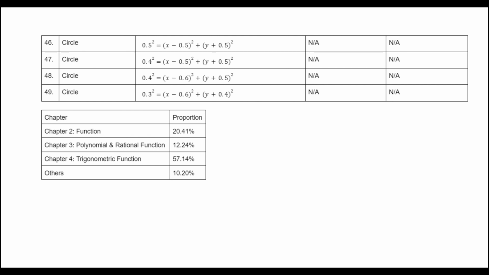And as you can see here, the proportions of the functions are 20.41% for chapter 2 functions, 12.24% for functions in chapter 3, polynomial and rational functions, 57.14% for chapter 4, trigonometric functions, and 10.2% for other types of functions.